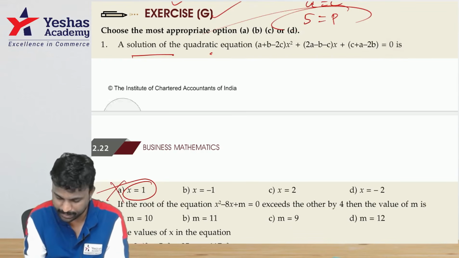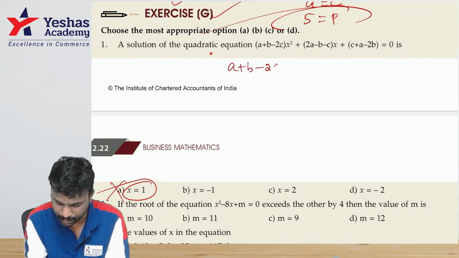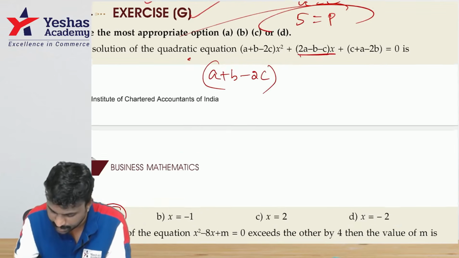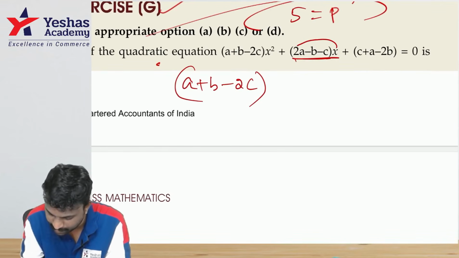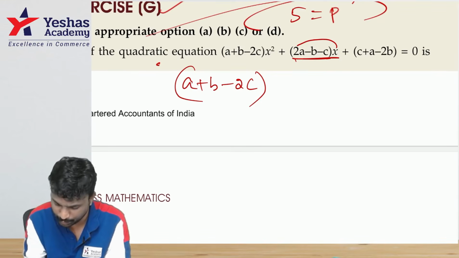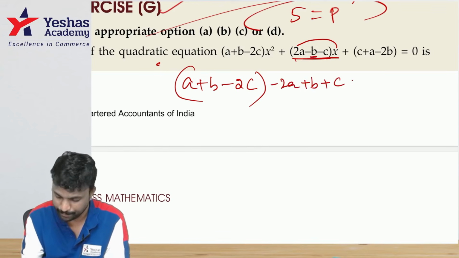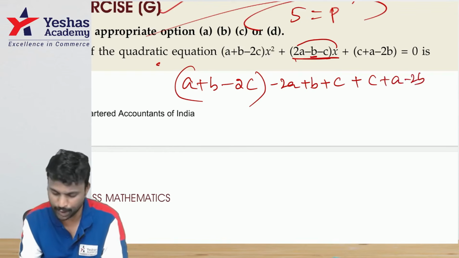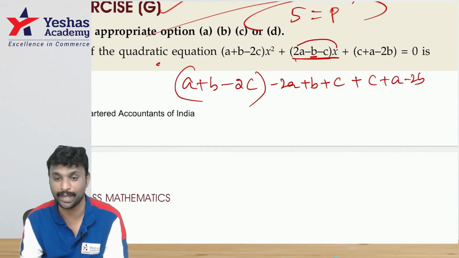Guys, how about x equal to minus 1? If I put x equal to minus 1, a plus b minus 2c, minus 1 the whole square is plus 1. How about this? Yes, each of this 2a minus b minus c will get multiplied with minus 1. So 2a into minus 1 is minus 2a, minus b into minus 1 is plus b, minus c into minus 1 is plus c. You understood? Plus c plus a minus 2b. Is it going to be equal to 0? Yes, it is going to be equal to 0.